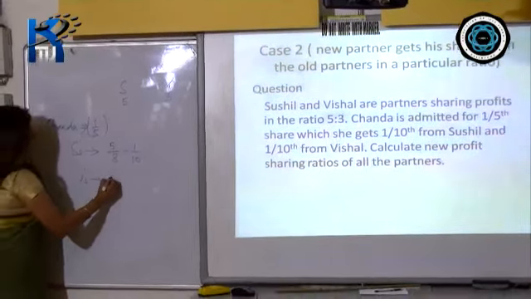What does the question say? Homi and Vikram are partners sharing profits in the ratio 5:3. So Homi is to Vikram, the ratio is 5:3. Homi surrenders 1/20th of his share. So his surrender will be how much? We need to calculate this first: 5/8 into 1/20. How much of his share is he surrendering? 1/20th of his share. So this comes out to be 5/160.